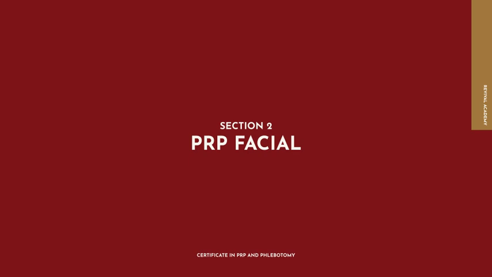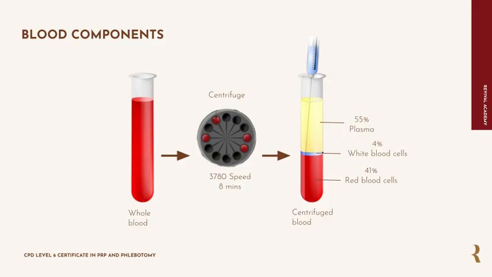Now that's on phlebotomy, and now moving on to the PRP facial, also called the vampire facial. Now you have done the phlebotomy, you have taken the blood tubes. Now how do you actually get the plasma to work with?